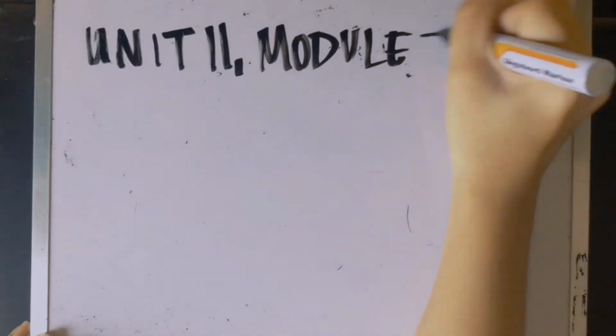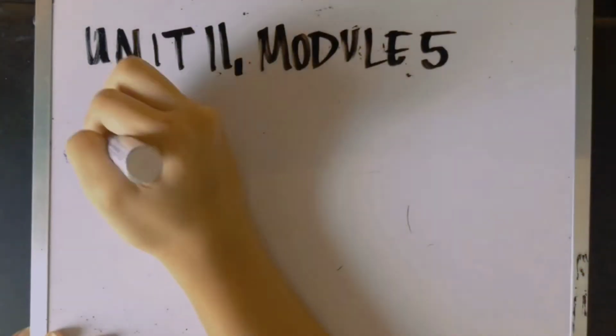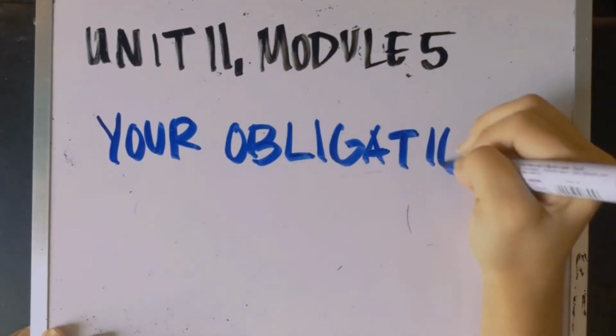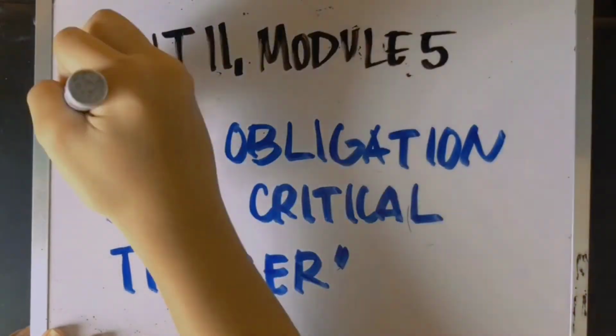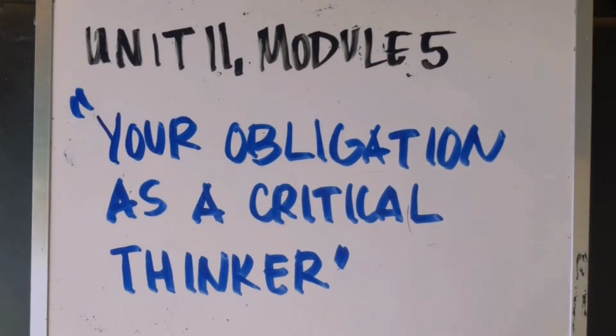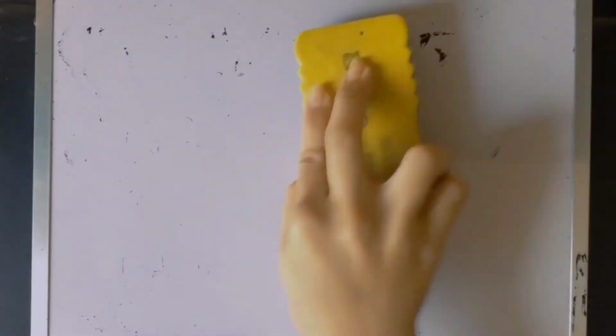Welcome to Unit 2, Module 5. The title of this module is Your Obligation as a Critical Thinker. Basically, this module will tell us about our obligation as critical thinkers in the field of philosophy according to Andresito Acuña, and what elements we need to understand in order to carry out this obligation.